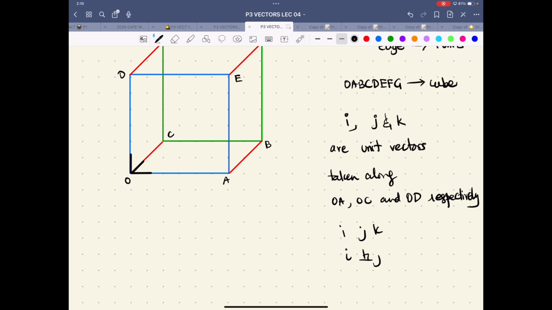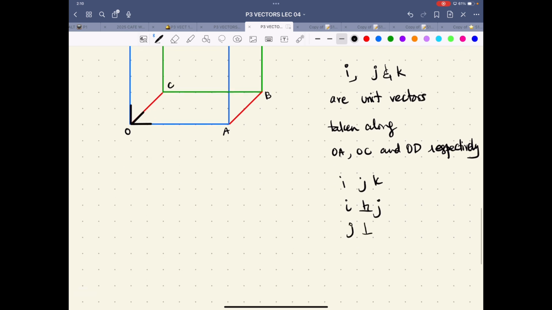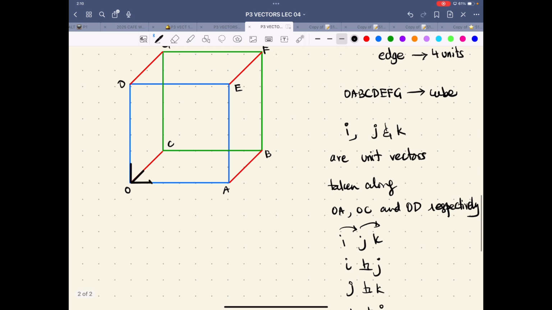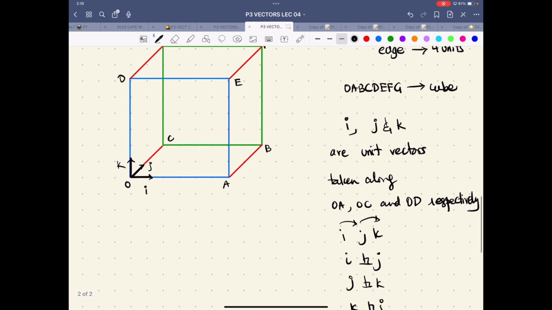I is perpendicular to J. J is perpendicular to K. K is perpendicular to I, and they will always follow this direction. First I, then J, then K. So first of all, let me label this is I, this is J, and this is K. And the diagram is not drawn to scale, keep that in mind.